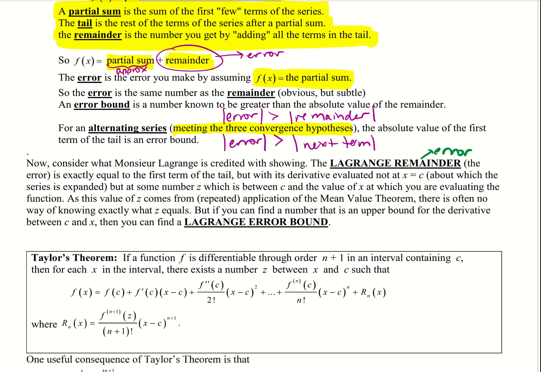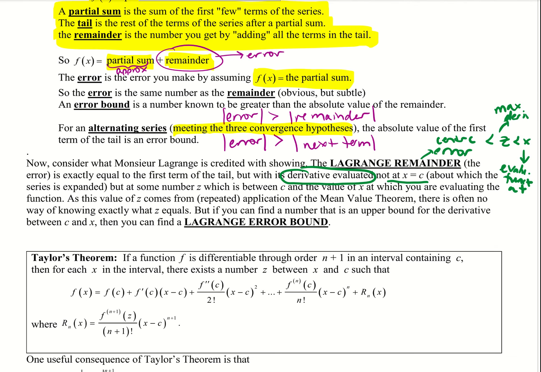Now, normally we evaluate the derivative of each of the terms around the center. But if that derivative for the very next term is evaluated at a place that's different than the center, at some value z, so z is going to be in between our center c and the value of x that we are evaluating the function at. Now what the heck is z? Z is going to be a place that would allow us to find a maximum for the derivative.